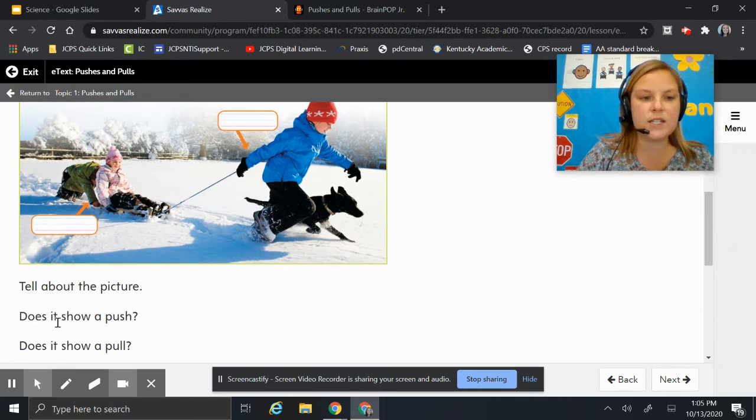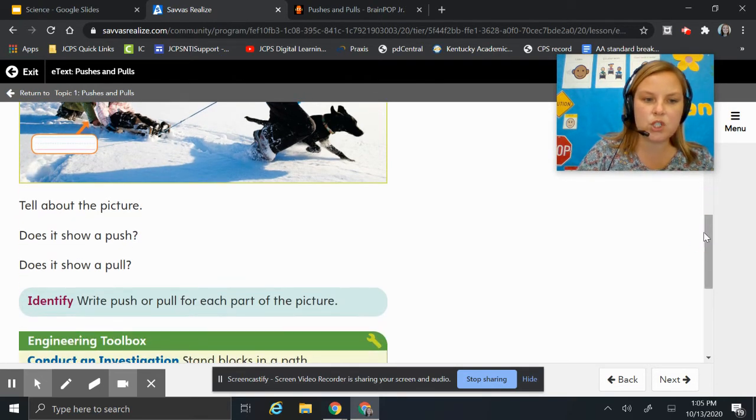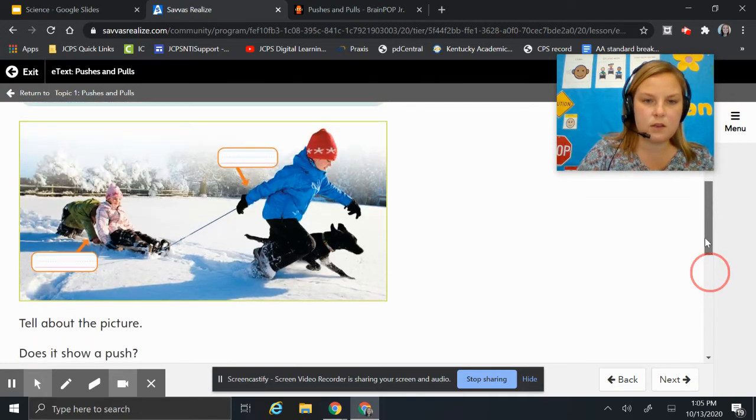The next question is, does it show a push? And we say, yes, it does. Right there, we see it. Does it show a pull? Yes, it does. We see the little boy pulling. And then the next question is, write push or pull for each picture.